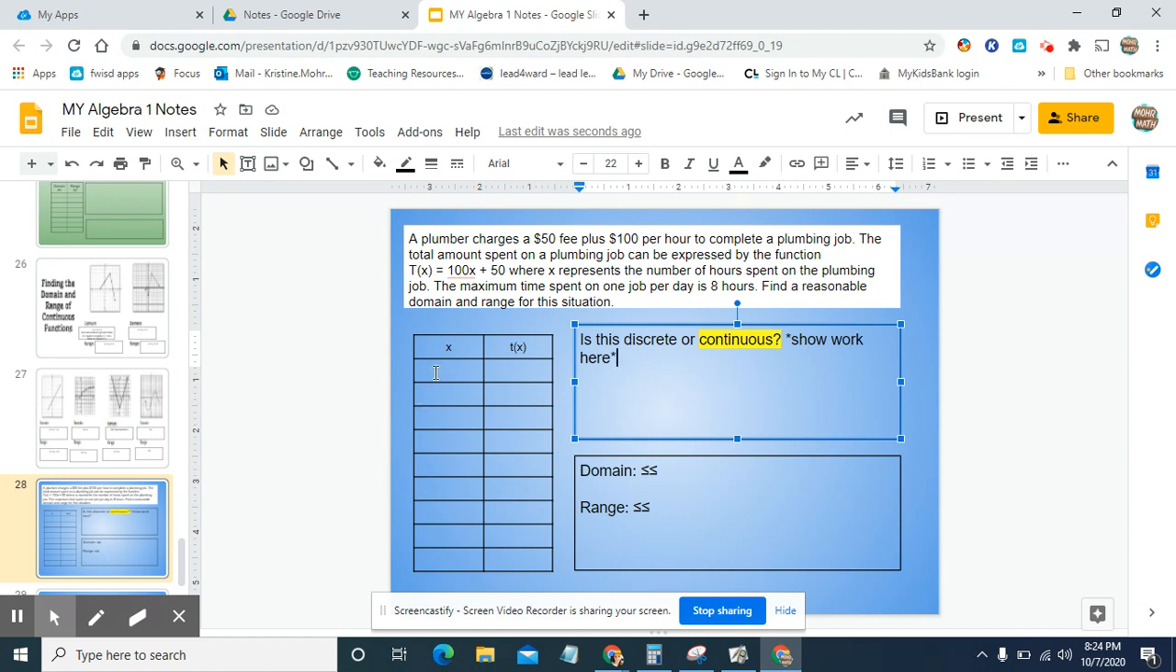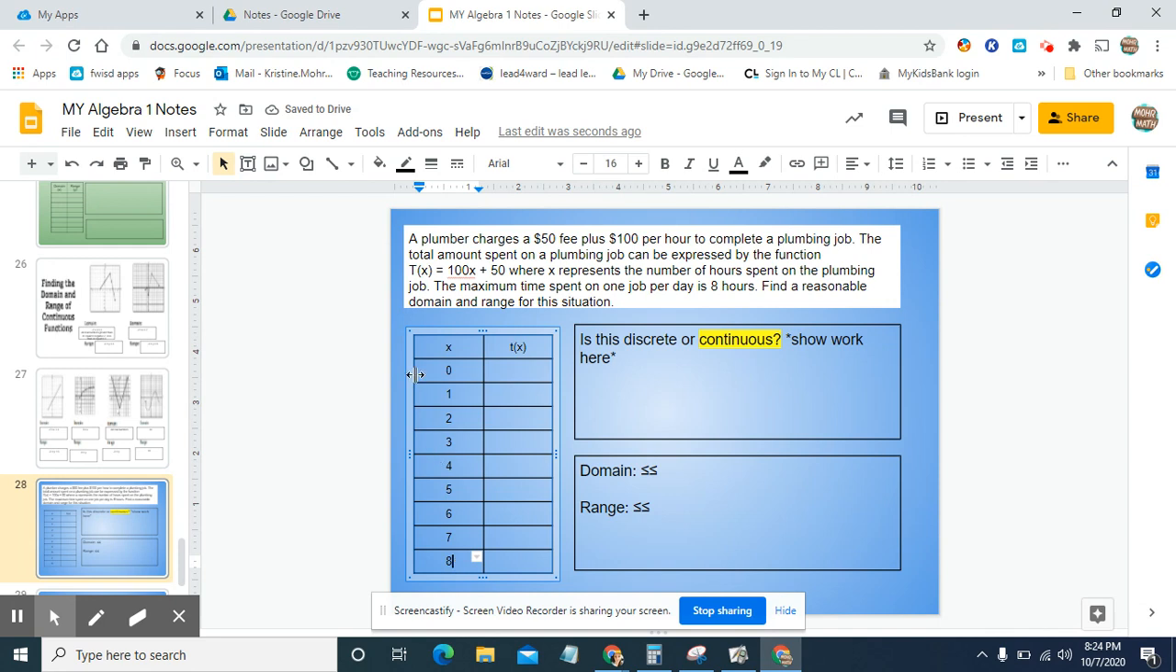So our domain, I gave you guys a little hint yesterday, is generally listed in the table. So in this case, he can work up to 8 hours. He's not going to work anything over that. So he could work 0 hours. He could show up and just work that. He could work 1, 2, 3, 4, 5, 6, 7, or 8 hours, or really anything in between. We're going to fill in the table to help us get an idea of his starting amount and his ending amount.